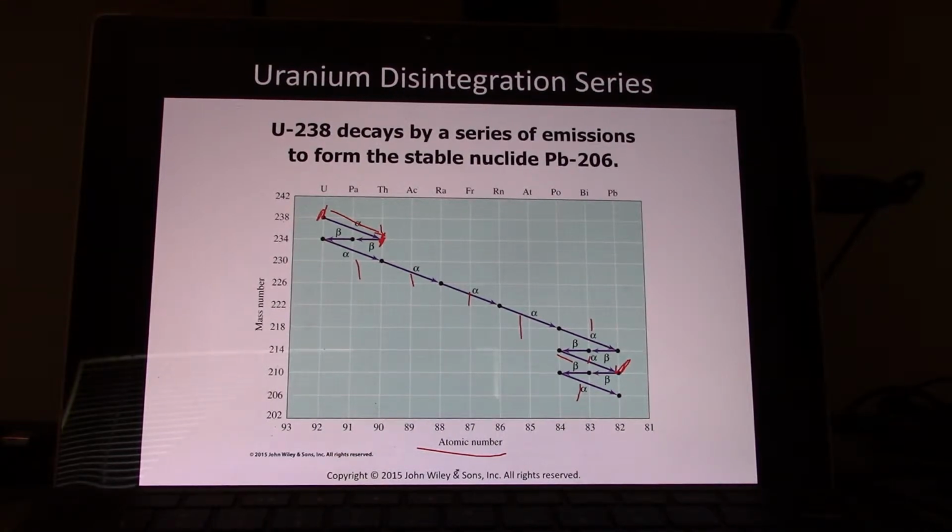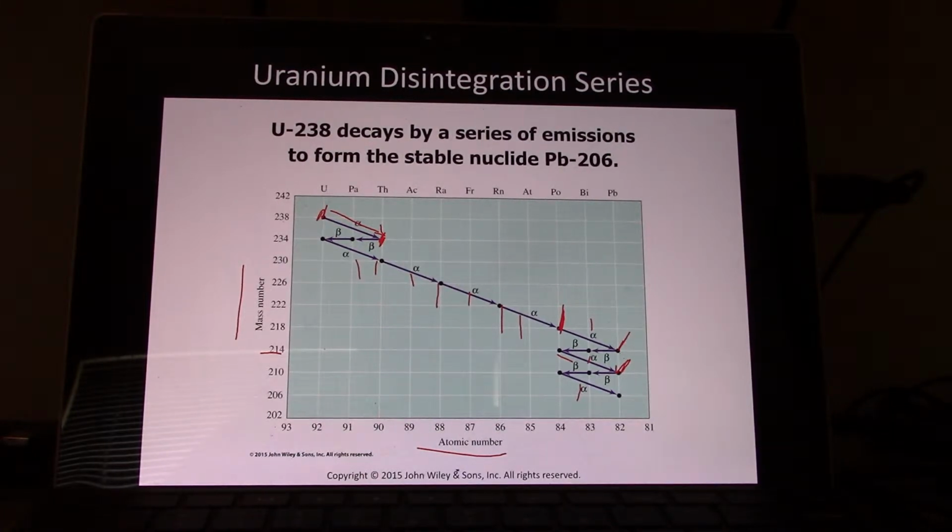Now we lose another alpha particle, another one, and another one to get to polonium, and one more to get to lead-214. And this is a radioactive form of lead. It's not stable lead. This will end up as lead, but not lead-214. And I know it's 214 because over here on the left side of the graph are the mass numbers.